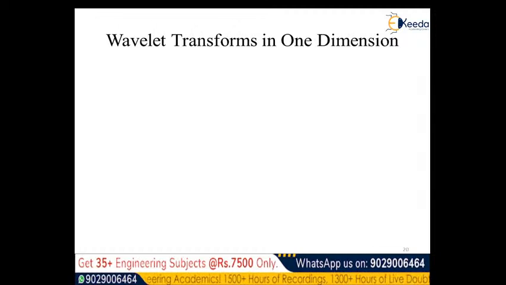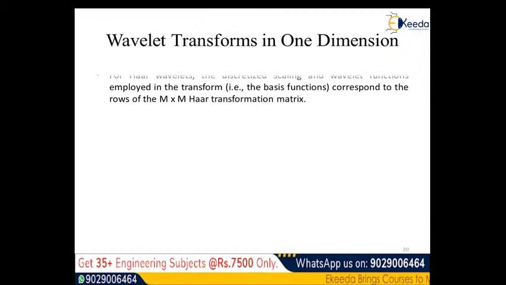For the transformation we require the basis functions. Either you call them the transform functions or the basis functions, it is one and the same. Based on the basis functions only, we can have another type of representation of the same kind, and that can be with a convenient interpretation. This corresponds to the rows of the Haar transformation matrix, the order of which we can denote as m by m.